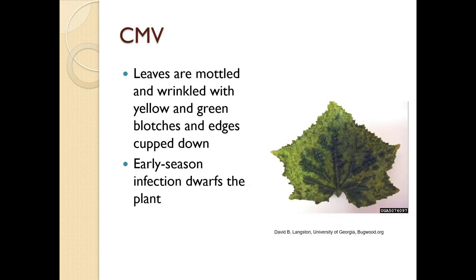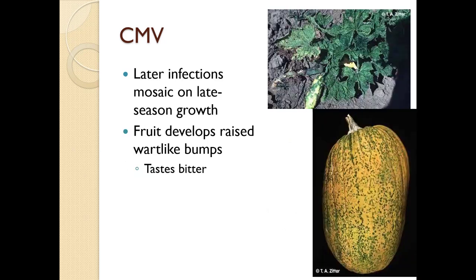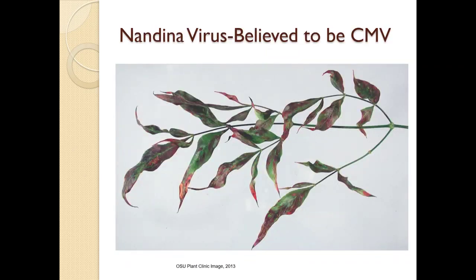So damage looks like the leaves are mottled and wrinkled with yellow and green blotches, and the edges are cupped down. And then if it's infected early in the season, it will dwarf the plant. Later infections, you'll see this mosaic on the late season growth. The fruit will develop these wart-like bumps and will not taste good. And this is what it looks like on Nandina. So, as I said, it crosses family lines here.